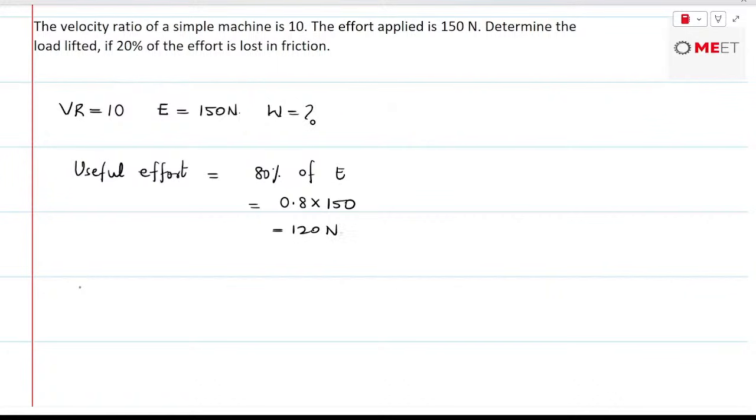Next, load is equal to useful effort into velocity ratio, that is 120 into 10, which is 1200 newtons.